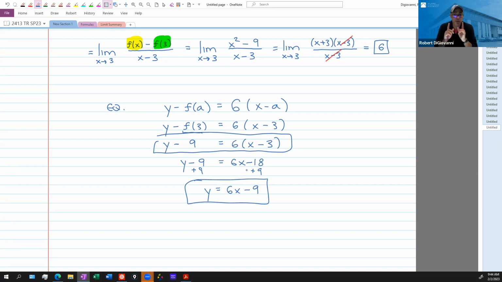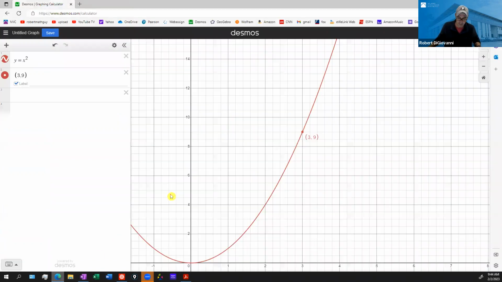All right. So what I should see here is, if I go graph this with the parabola, a line that is tangent to that curve at that point. So let me graph it. y equals 6x minus 9. There it is. You see?